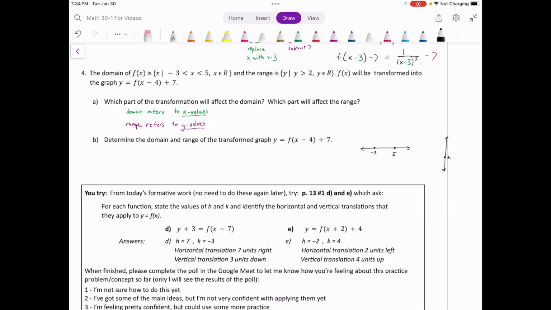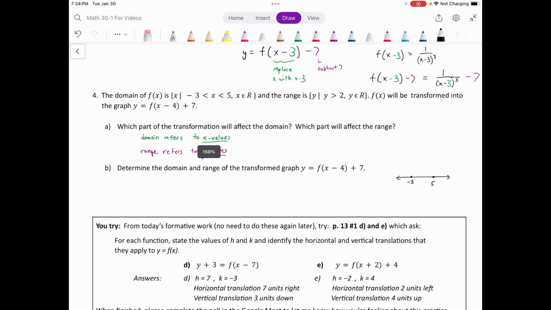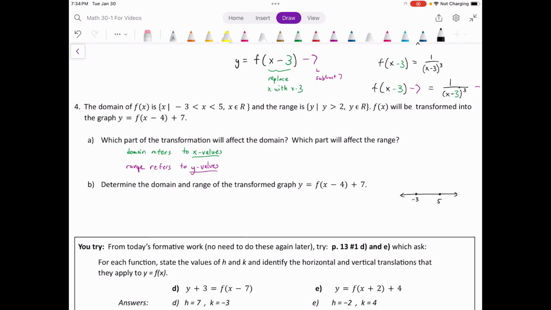Okay, so here's an interesting one where it doesn't tell us what the function is, but it does tell us that the domain of f of x is all values of x such that negative 3 is less than x, which is less than 5. So x needs to be between negative 3 and 5 for this function. And the range is all values of y such that y is greater than 2. So y needs to be greater than 2 for this function.